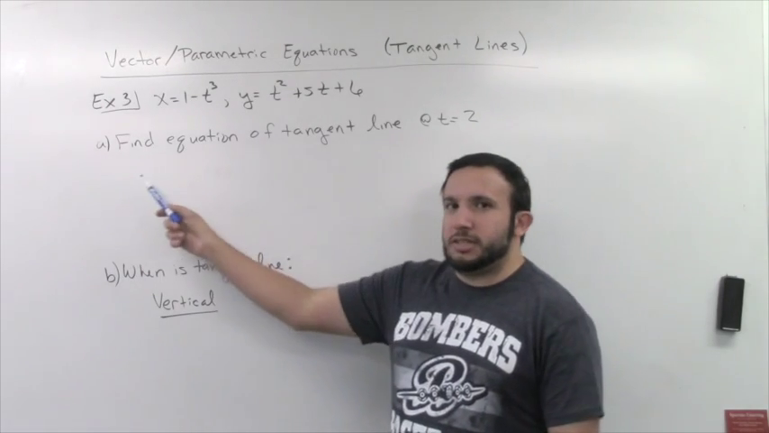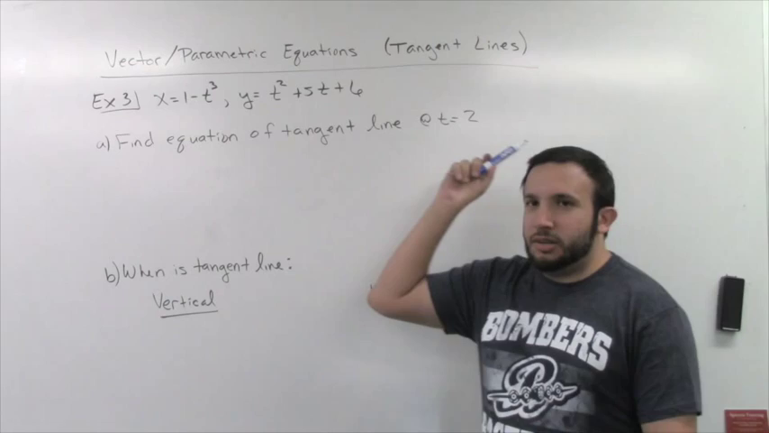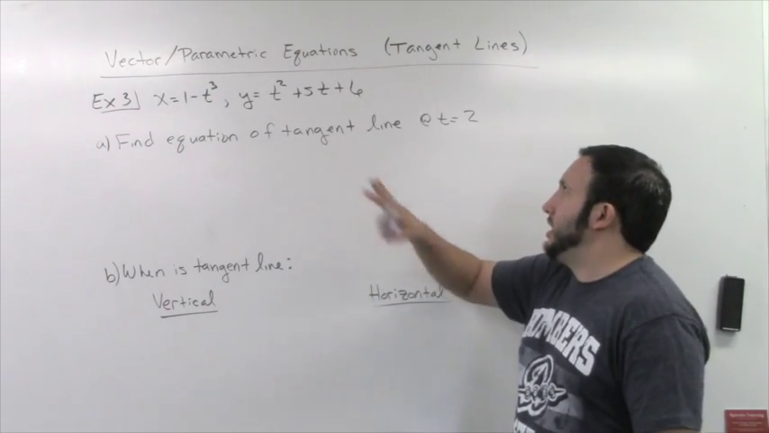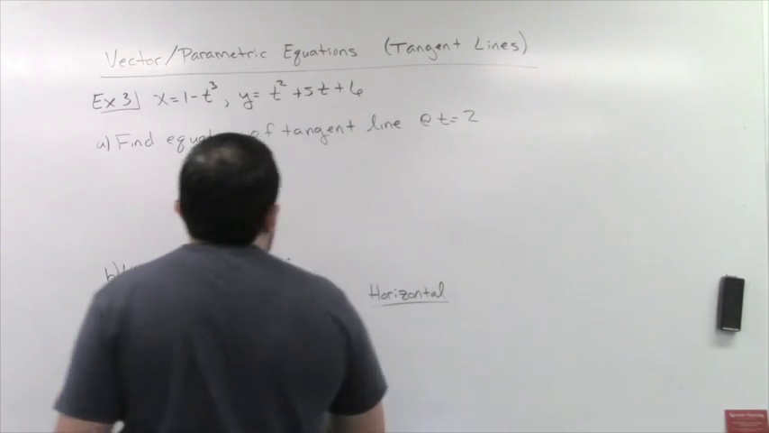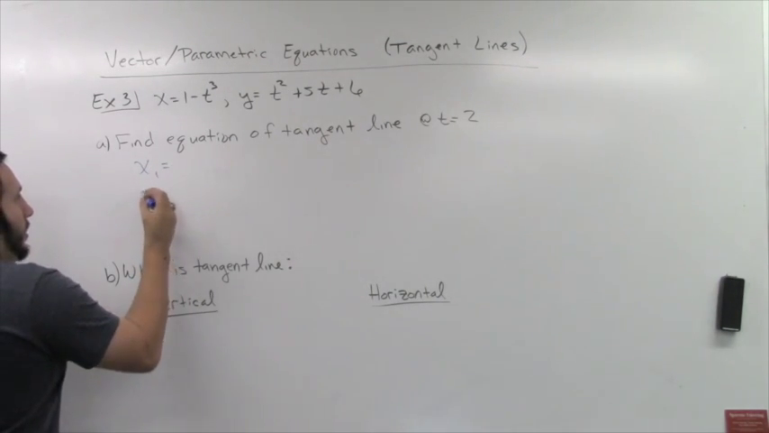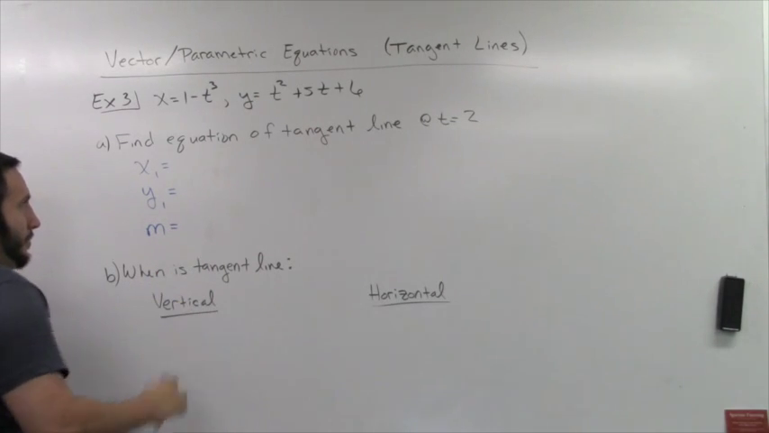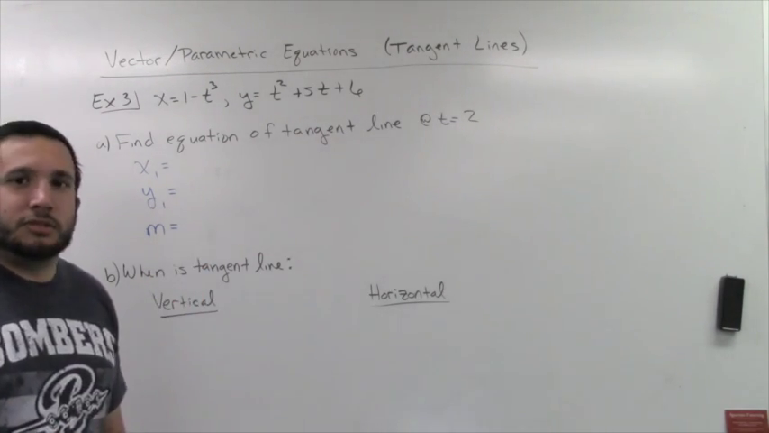The first thing it asks me is to find the equation of the tangent line at t equals 2. So equation of tangent line, t equals 2, I stop, take a deep breath, and make my checklist. My checklist: I need an x1, I need a y1, and I need a slope. Notice how it gives me t equals 2.